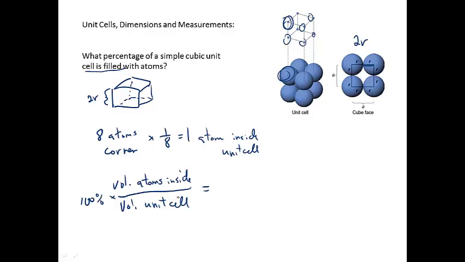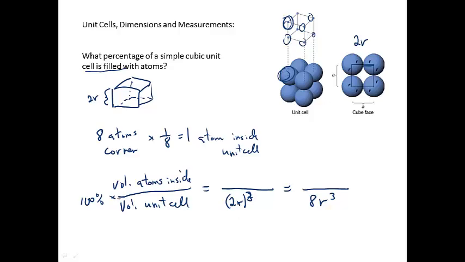The volume of the unit cell is equal to (2r) cubed. That is, it's the edge length cubed. That's the volume of the unit cell. So that's 8r cubed, because you have to cube the 2 and the r.